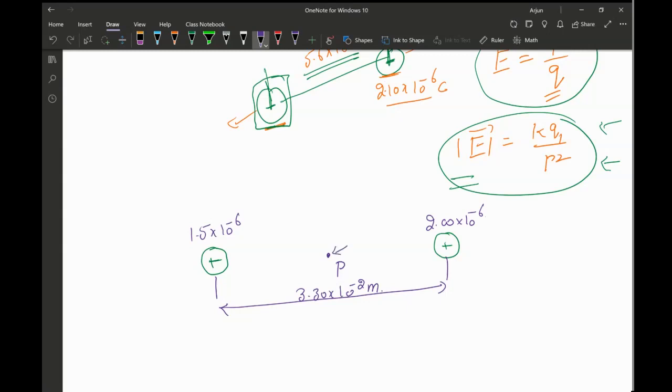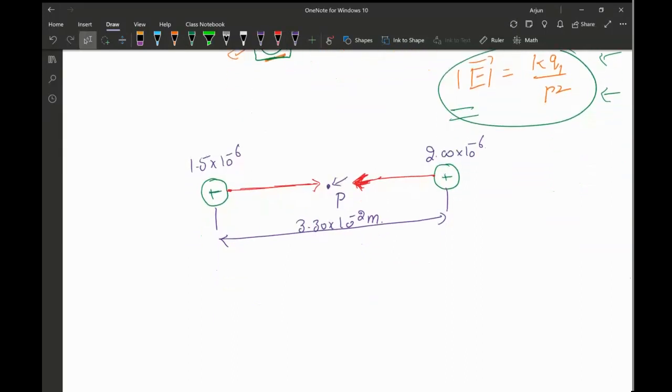And at this point, what is the net electric field? So again, because of this positive charge, electric field lines will be outwards. So they will move like this. And for this one also, they will be outwards. So both are in the opposite direction. So net electric field we can calculate by subtracting the electric field caused by A and the electric field caused by B.